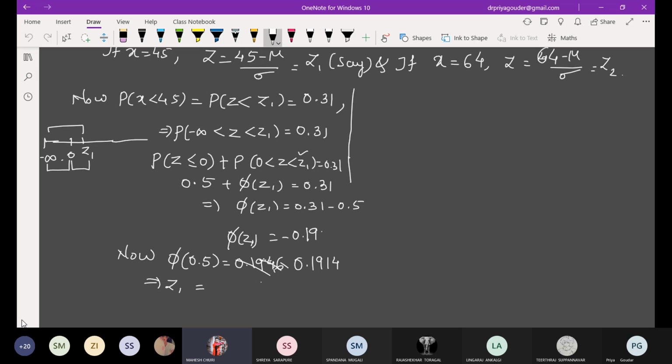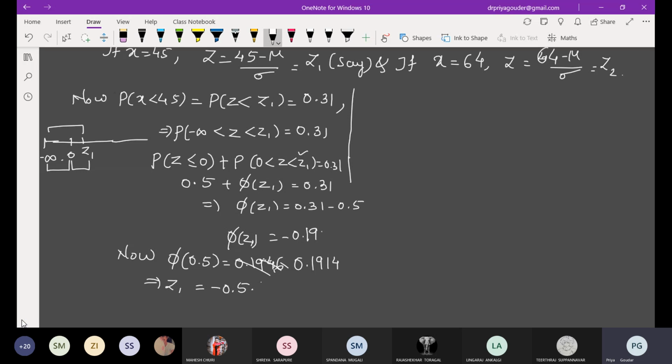0.5. No, something you have missed. Phi of Z1 is minus 0.19 and phi of 0.5 is plus 0.19. So Z1 is minus 0.5? Yes, it is minus 0.5.